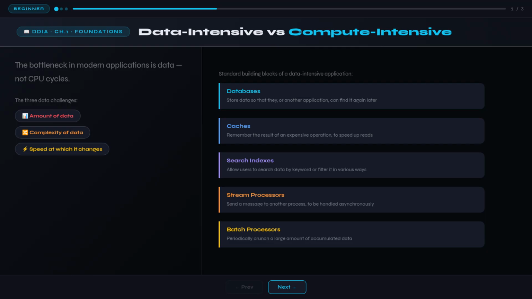Let's start with the foundational idea behind this entire book. Many applications today are data-intensive, as opposed to compute-intensive. What's the difference? In a compute-intensive application like rendering 3D graphics, running physics simulations, or training machine learning models, raw CPU power is the bottleneck. More processing power directly equals better performance.